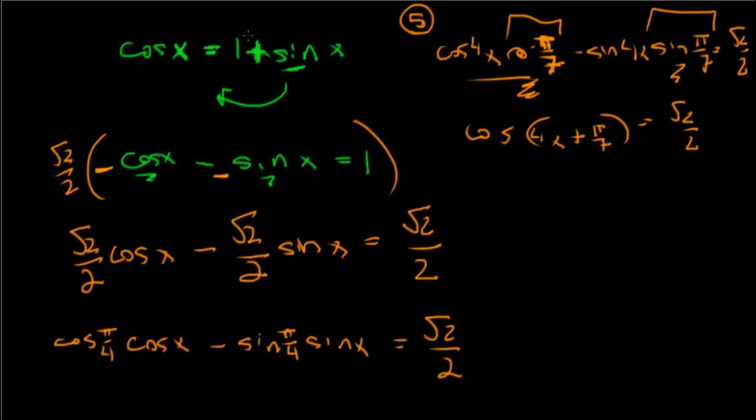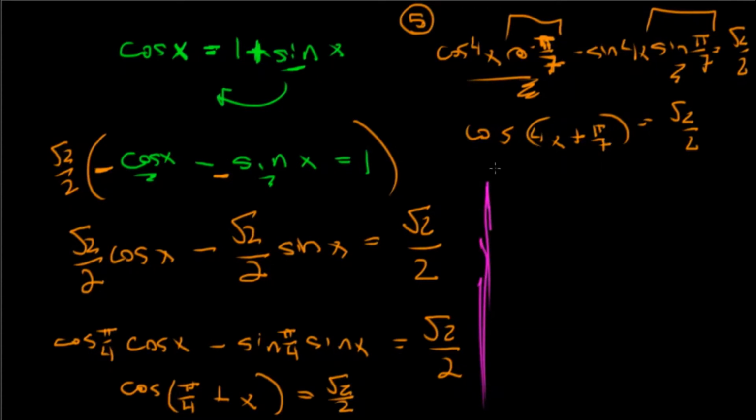We started with this green equation up here, cosine x equals 1 plus sine x, and instead of squaring, we just multiplied every element in this equation by root 2 over 2, and we have forced an identity, cosine sine sine. This is going to be cosine of the first angle. We're doing the identity in reverse. Cosine of pi over 4 plus x is equal to root 2 over 2. All right, so I'm going to finish solving this equation in the margins over here, but we're done.